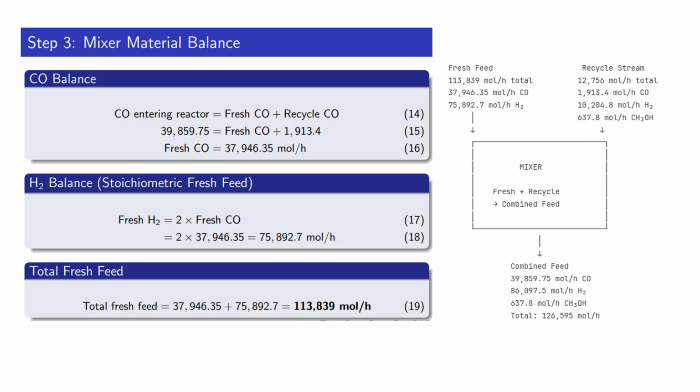Now from here we can easily calculate the hydrogen balance, that is the stoichiometric feed. The problem states that the feed contains carbon monoxide and hydrogen in a stoichiometric ratio, that is 1:2. So fresh hydrogen will be 2 times fresh carbon monoxide. That will be 2 times 37,946.35, that is 75,892.7 mole per hour. So total fresh feed will be carbon monoxide plus hydrogen rates, 37,946.35 plus 75,892.7, that is 113,839 mole per hour.